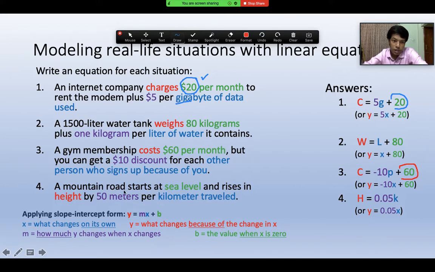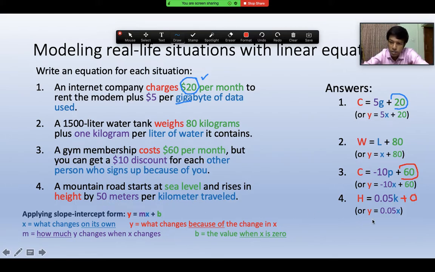This one is the road that starts at sea level. You notice that there is nothing here. There is no plus or minus here. Why? Because it starts at sea level. Sea level means it is 0. From sea level we consider 0. Then from sea level, whatever the height is, it increases.